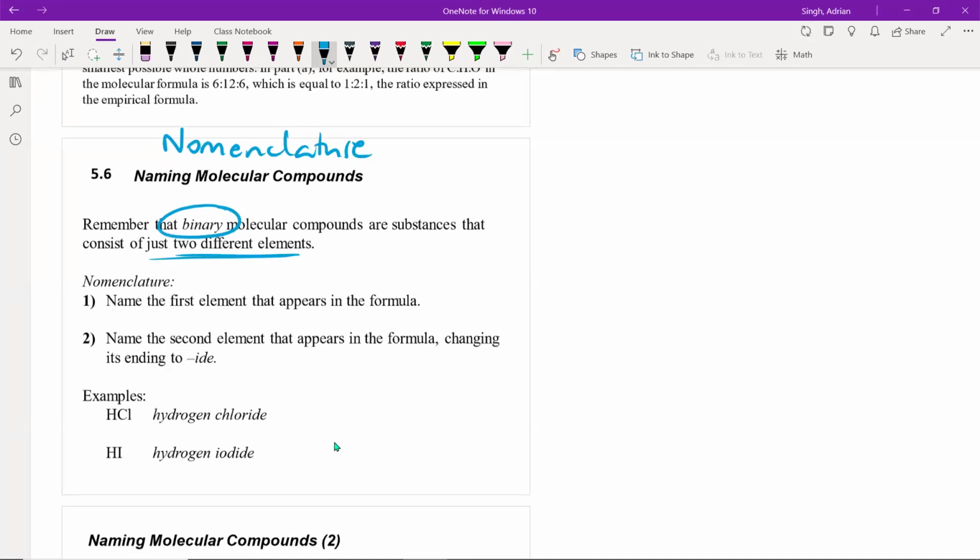So we're going to name the element that appears in the formula first. So that first element always gets a name. We're not going to do anything with the first name. The second element's name, we're going to change the ending to IDE.